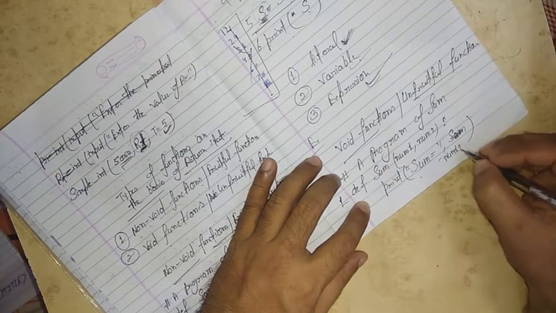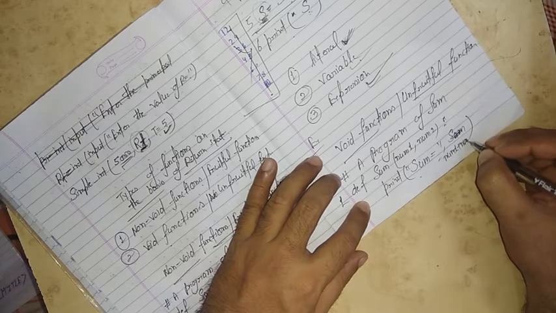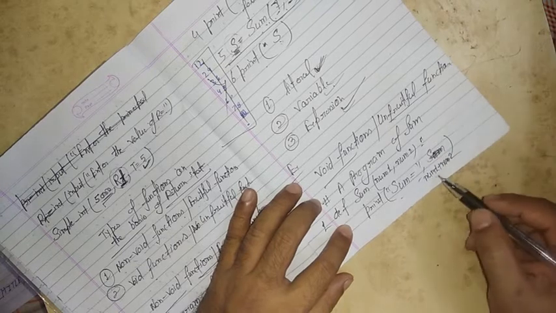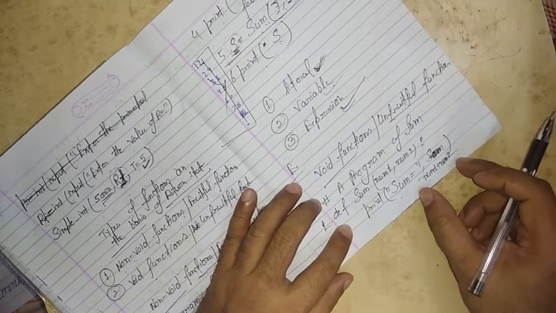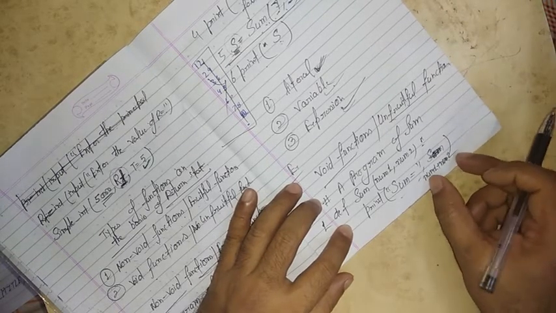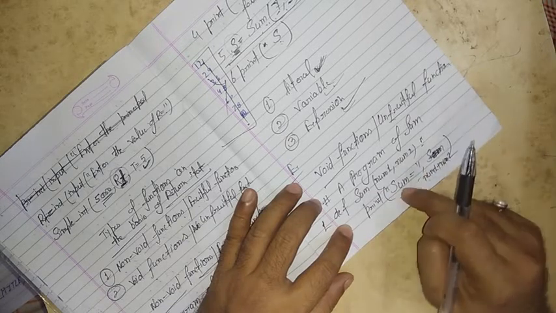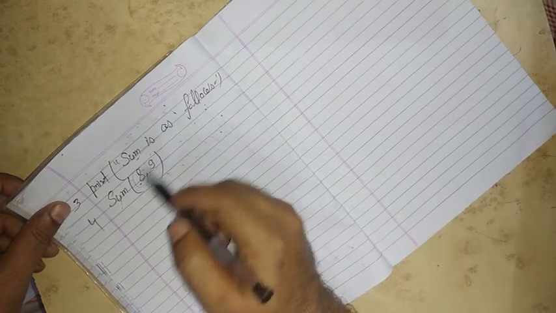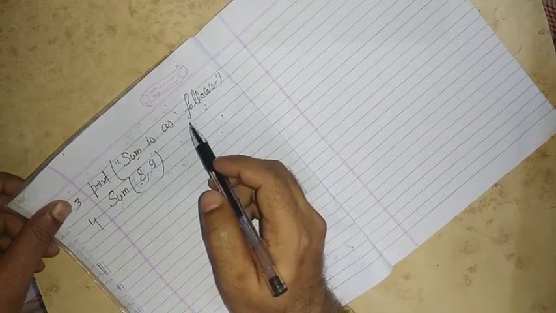So num1 plus num2, whatever values have been provided, 8 plus 9, that means 17. The sum is equal to 17 will be printed.